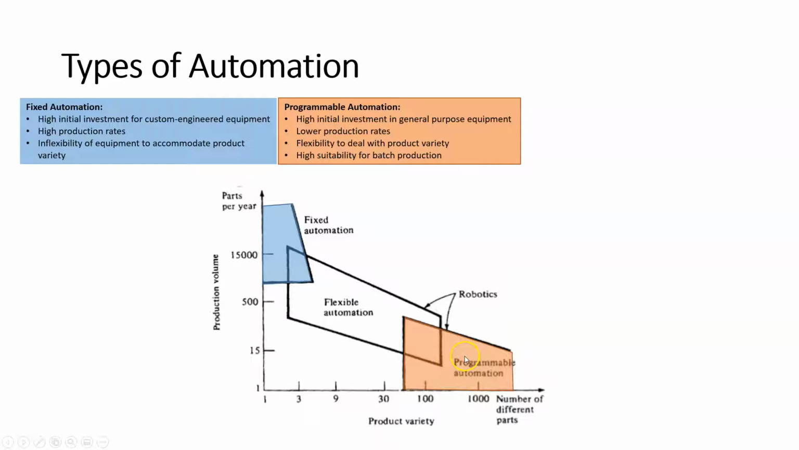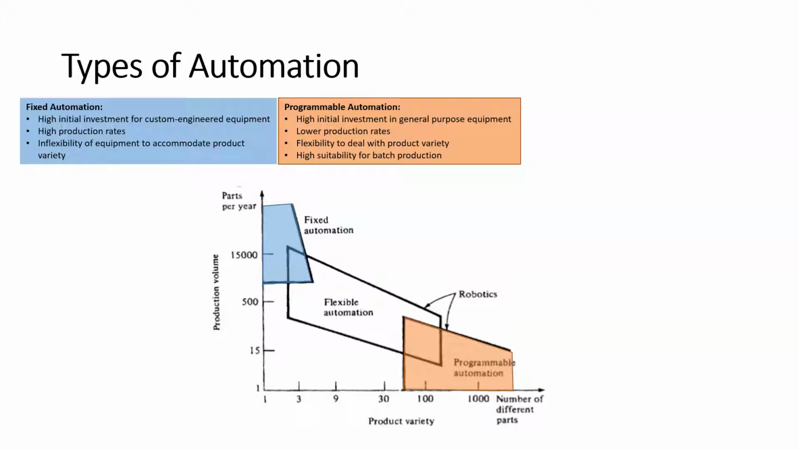So in soft or programmable automation, we have a high initial investment in the general purpose equipment, right? A CNC machine tool, a robot. Those are relatively expensive, tens of thousands or hundreds of thousands of dollars, right? We get lower production rates, but their flexibility allows us to deal with product variety. We can make a number of different parts, different metals, different shapes, whatever we want to do. And they have a high suitability for batch processing.